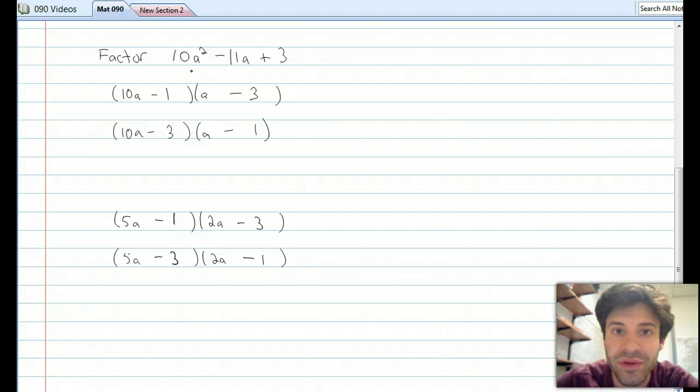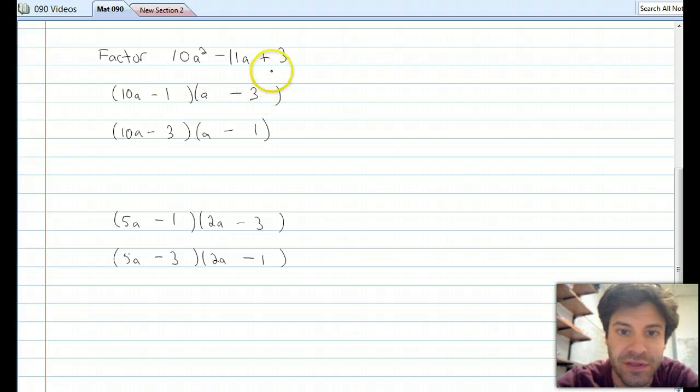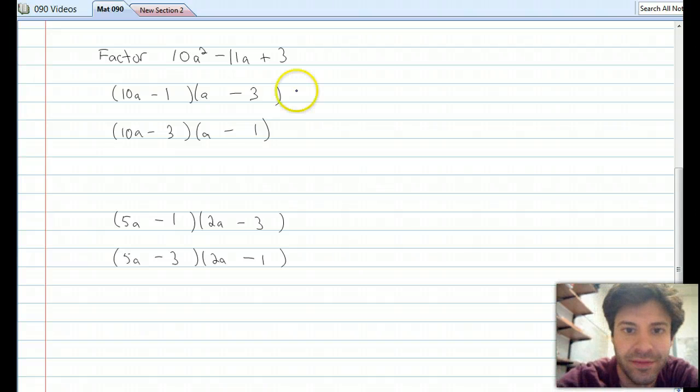And as you check more and more of these, you'll get faster and faster at this process. You know that every one of these examples is going to give us a 10a squared as the first term. And you know every one of these examples is going to give us a +3 for the last term. So really the question is, which one of these examples is going to get us that -11a that we need? Well, you just have to try it out. If we FOIL this thing out, you get 10a squared.